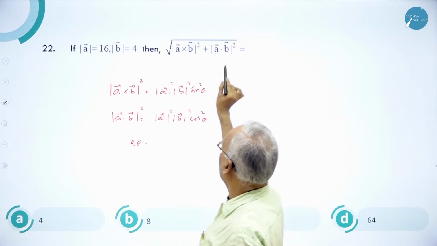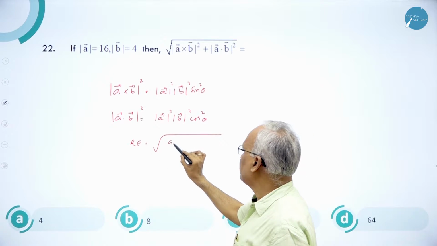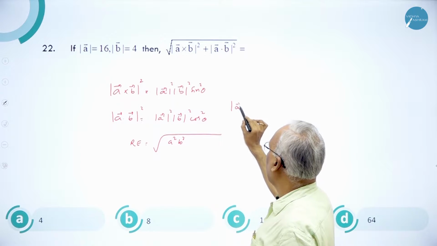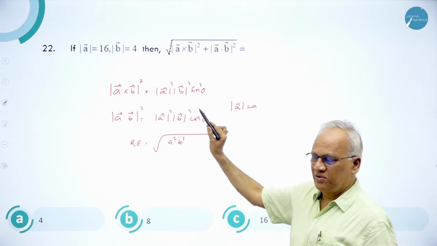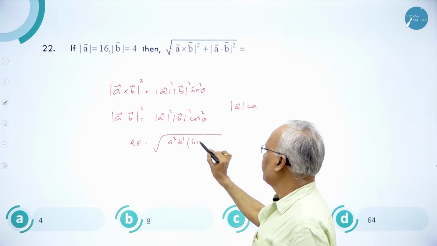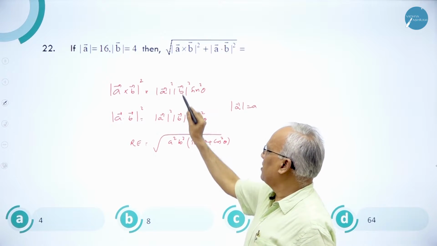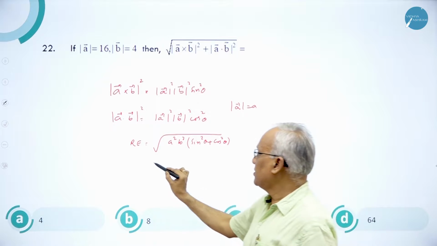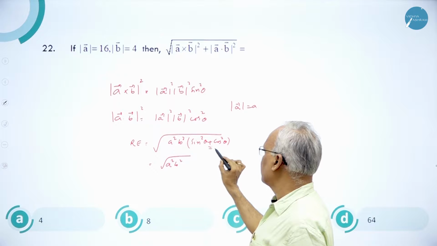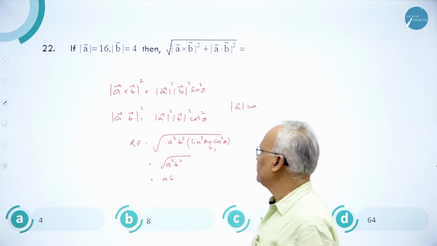Instead of writing all that, you just write required expression is square root of A squared into B squared. For brevity, you write magnitude of A as A. That is enough to understand. A squared B squared into sine squared theta plus cos squared theta, where A squared B squared is common. Okay? So this is equal to just A squared into B squared under root, because sine squared theta plus cos squared theta equal to 1. So which is equal to A into B.